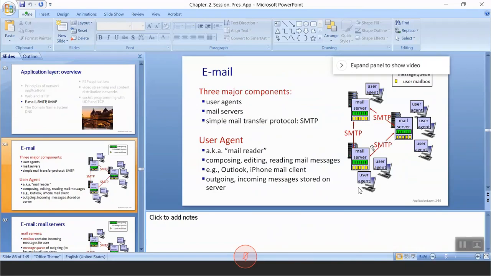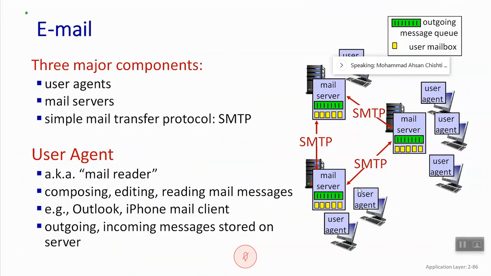Okay. So for today, first we'll be taking the email service, which basically is SMTP, Simple Mail Transfer Protocol. There are three components which come within this email service. The first one is the user agent, the second one is the mail servers, and the third one is the protocol known as SMTP, Simple Mail Transfer Protocol.